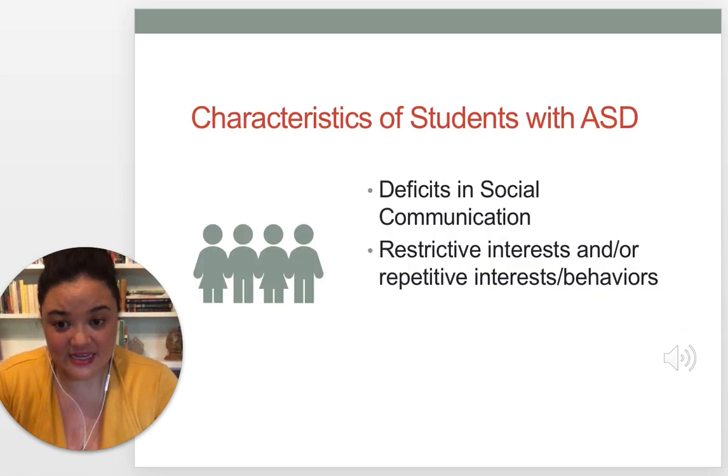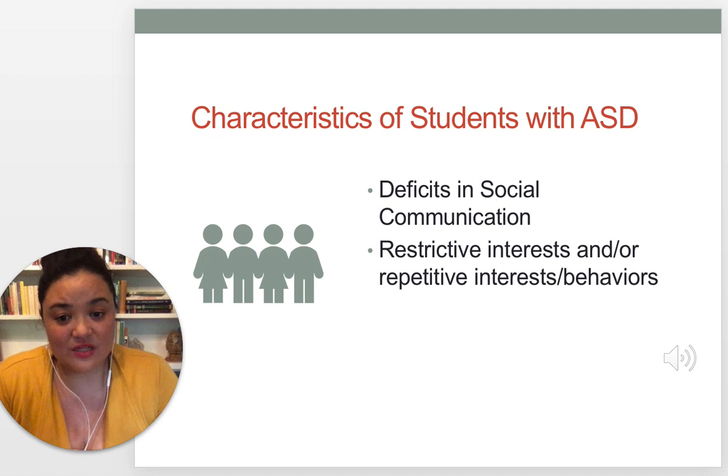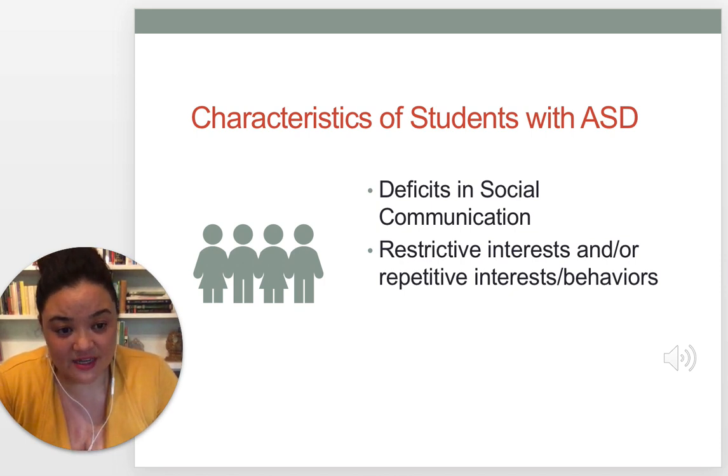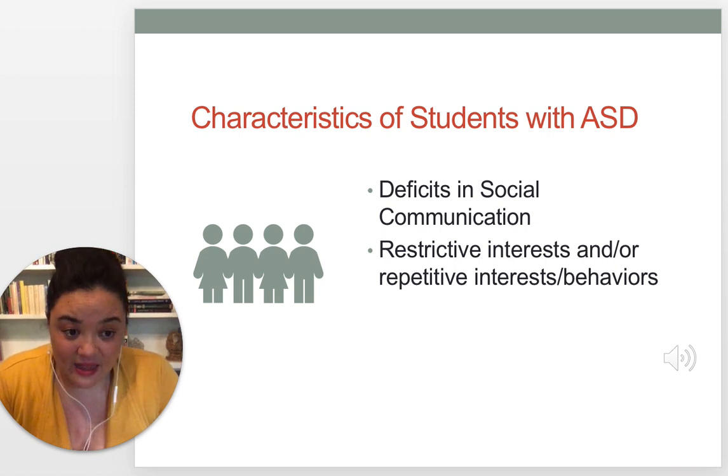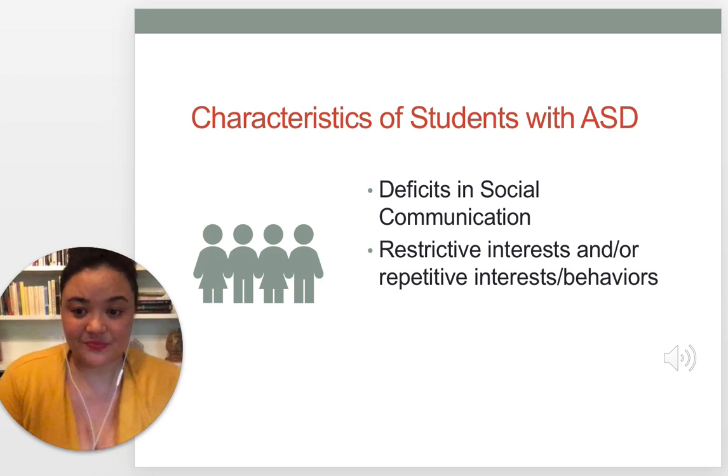So under the DSM-5, students with an autism spectrum disorder must display characteristics in two main categories. They must exhibit some type of social communication deficit, as well as abnormalities and engagement in restricted behaviors and repetitive mannerisms. Okay.